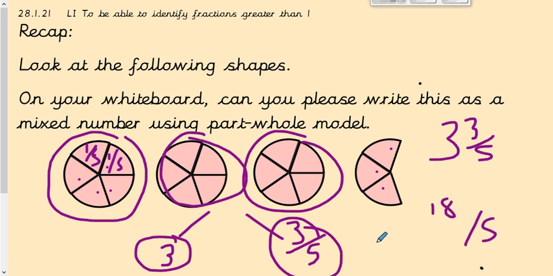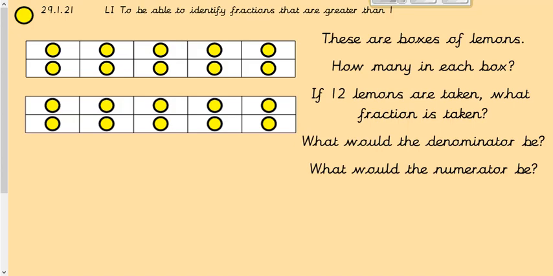If you want to recap any of the previous learning from yesterday, then you can always go back and rewatch the videos. So today we're going to look at the same concept, but just from a different kind of angle. So using number lines and using pictures to help us with it as well. So we have a box of lemons here. So we have 2 boxes. How many are in each box?